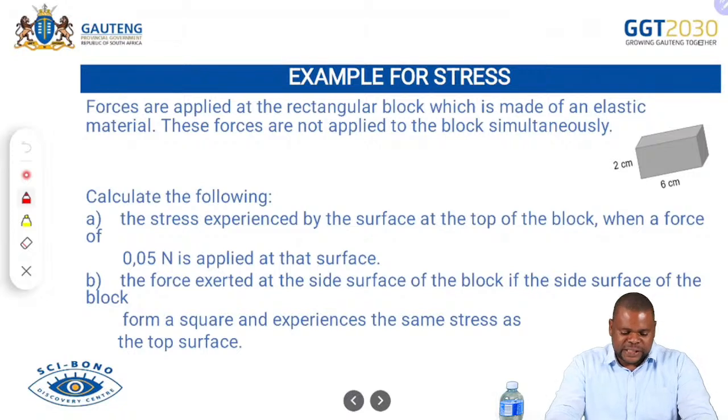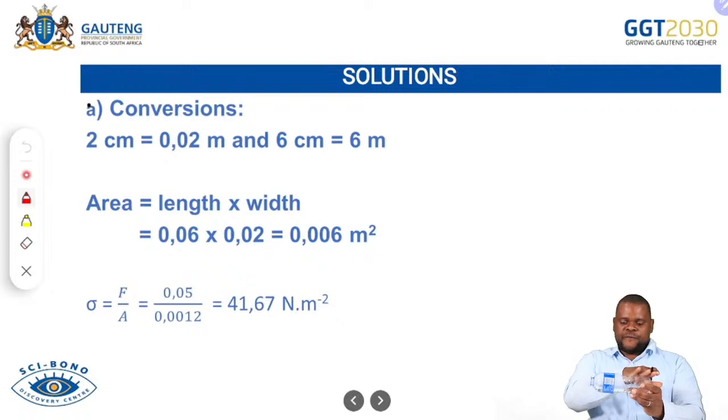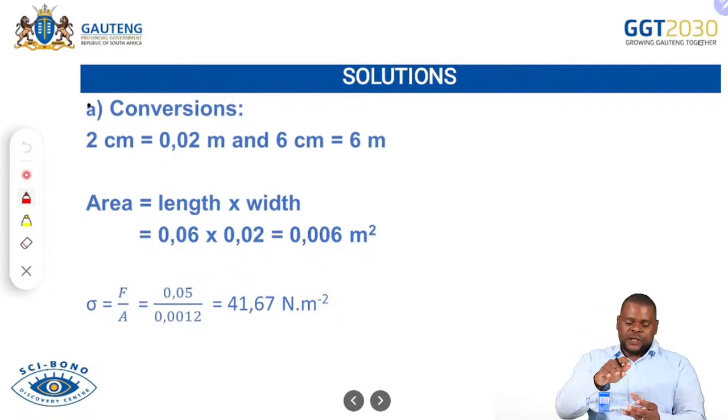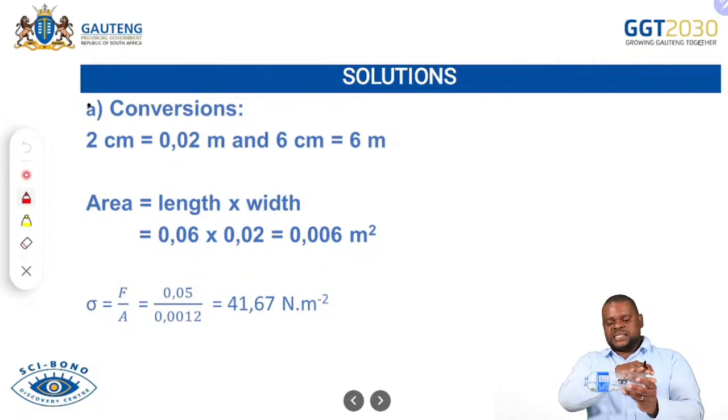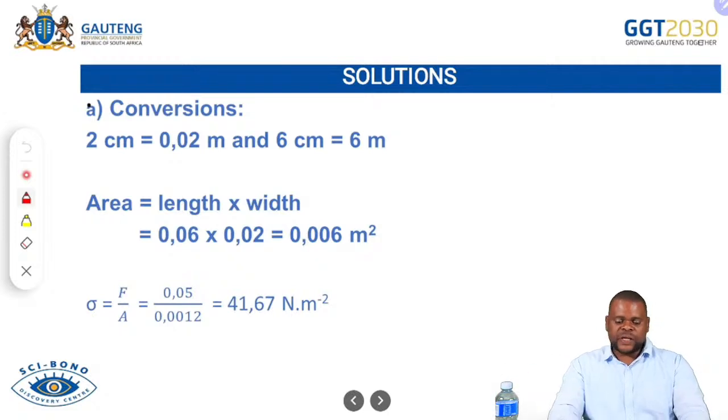Then B, it says calculate the force exerted at the side of the surface of the block if the side surface of the block forms a square and experiences the same stress as the top surface. If this is the block, firstly in A the force is exerted on the top, and in B the force is exerted on the side, like this side. Thank you. Then the solution.